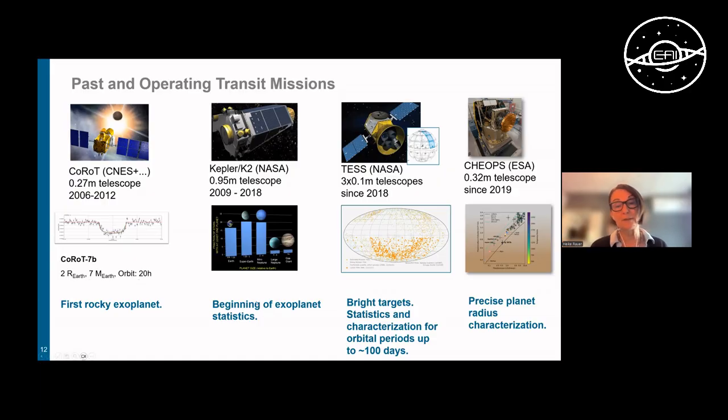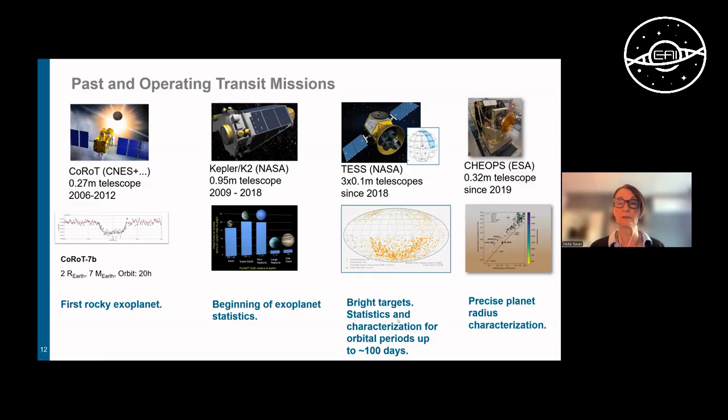Then Kepler came, and Kepler gave us statistics. Yeah? It told us that every second star has a planet. It told us that mini-Neptune and super-Earth planets are more abundant than these hot gas giant planets, and gave us statistics, but not in terms of characterization, as I've just shown. Now, TESS took the lessons learned from the message of the magnitude range.